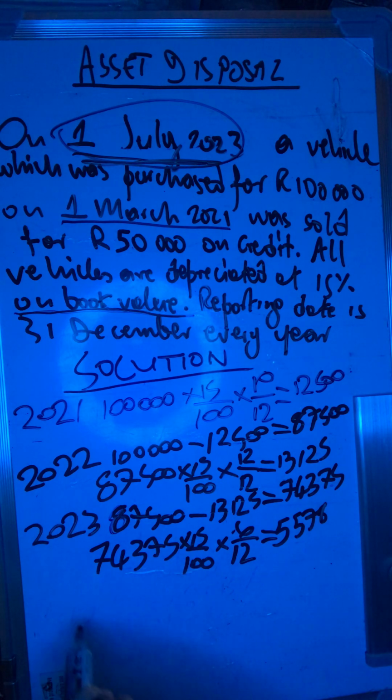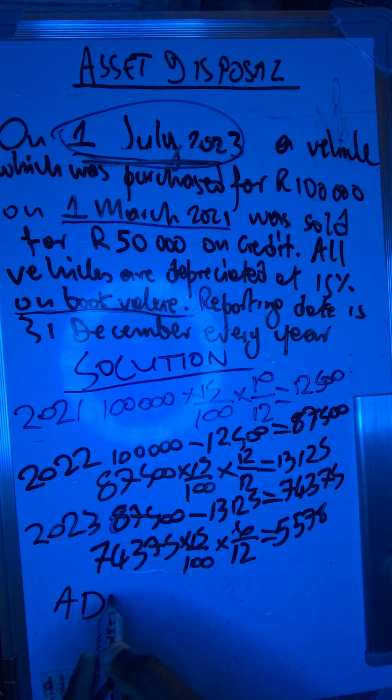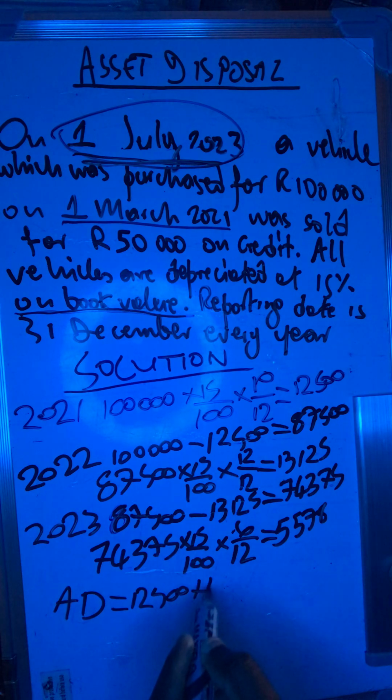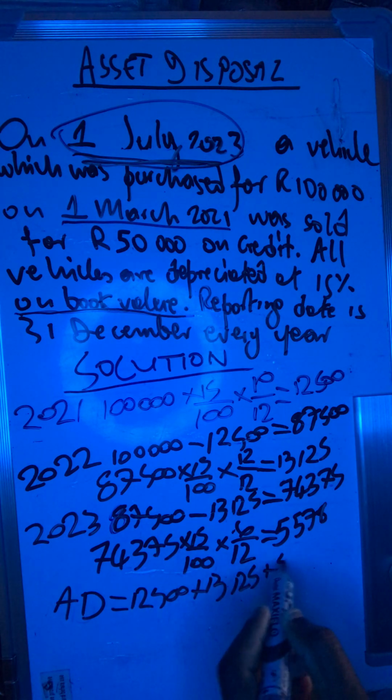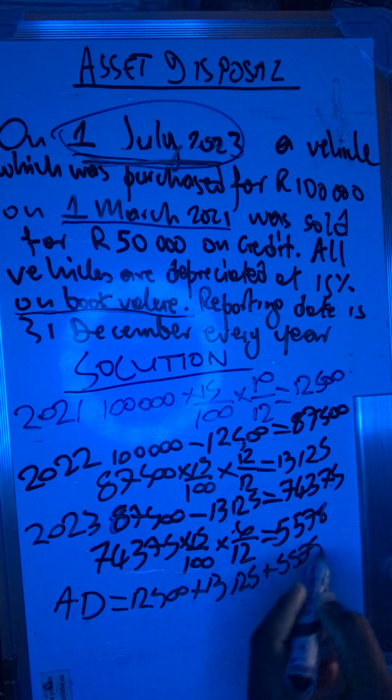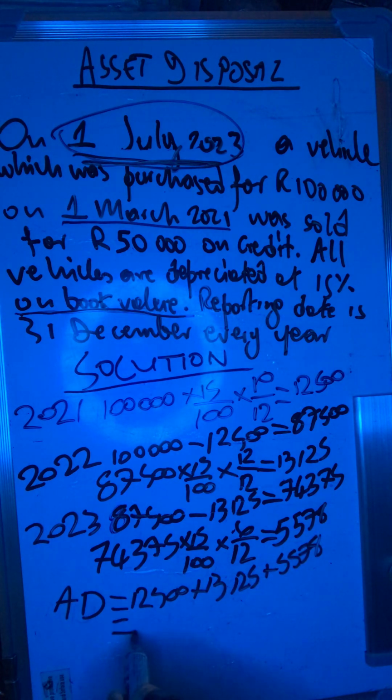Now we have to get our accumulated depreciation. Our accumulated depreciation is going to be 12,500 plus 13,125 from 2022 plus 5,578 from the current year. The total accumulated depreciation is going to be 31,203. This is our accumulated depreciation at the date of sale.